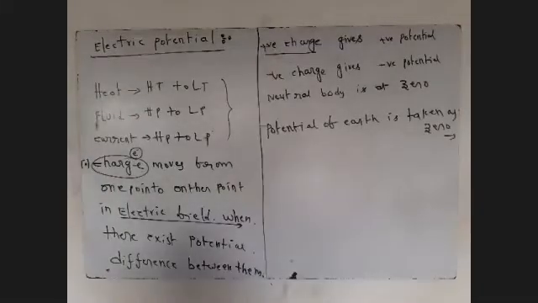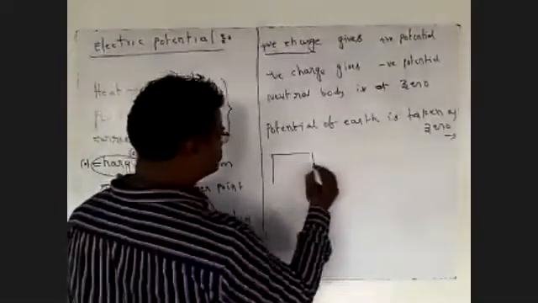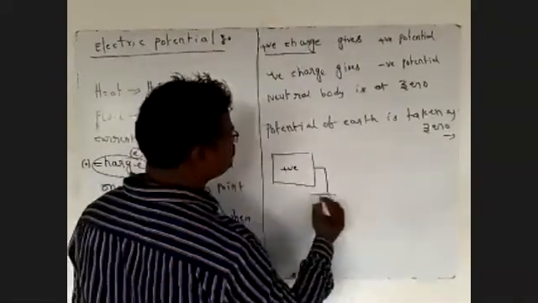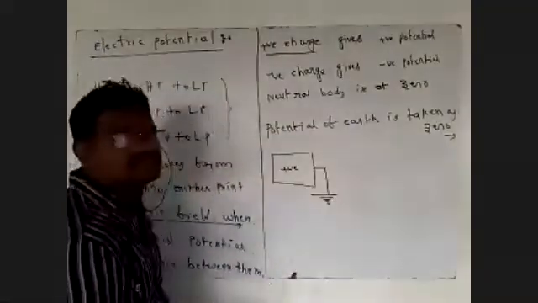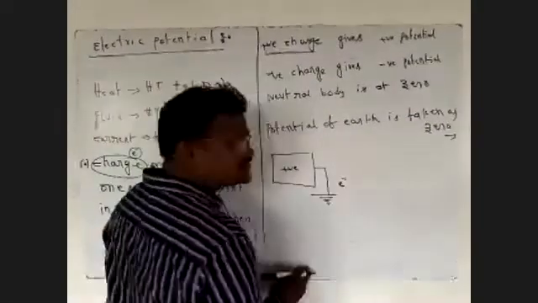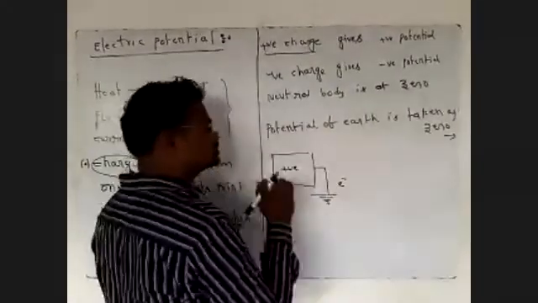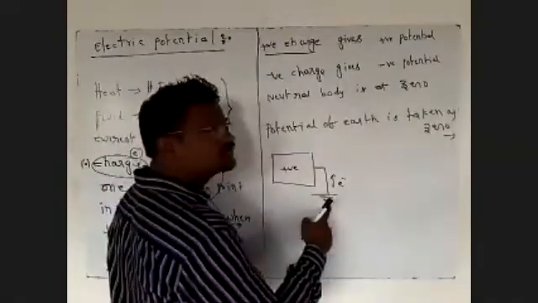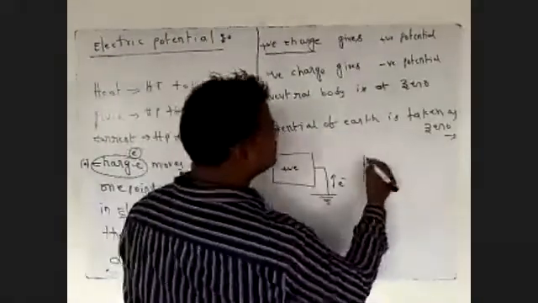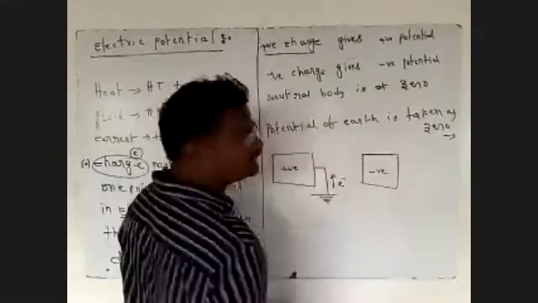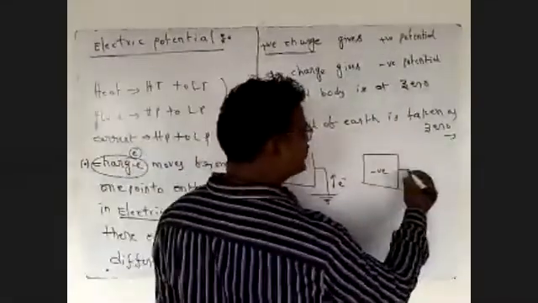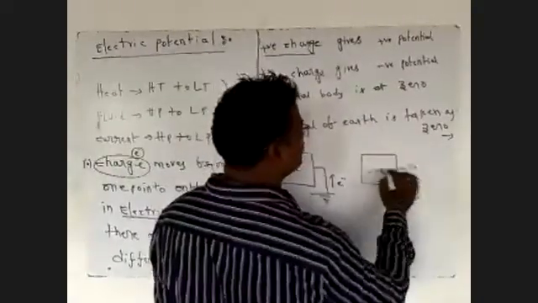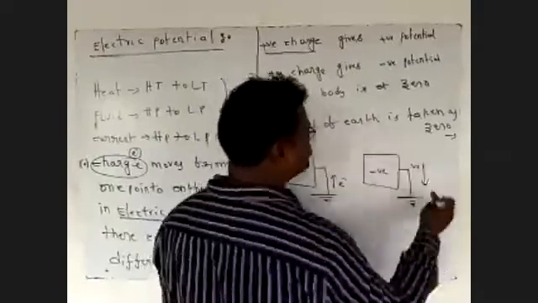Next, we know very well, this is a positive charge body. This positive charge body is connected to Earth, so electrons move from Earth to the positive charge body. This is a negative charge body. This negative charge body is connected to the Earth, so electrons transfer from the negative charge body to Earth.